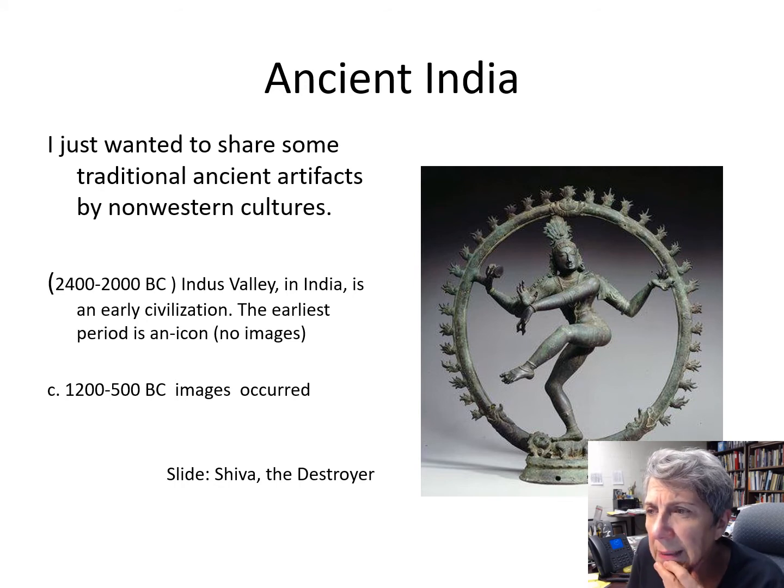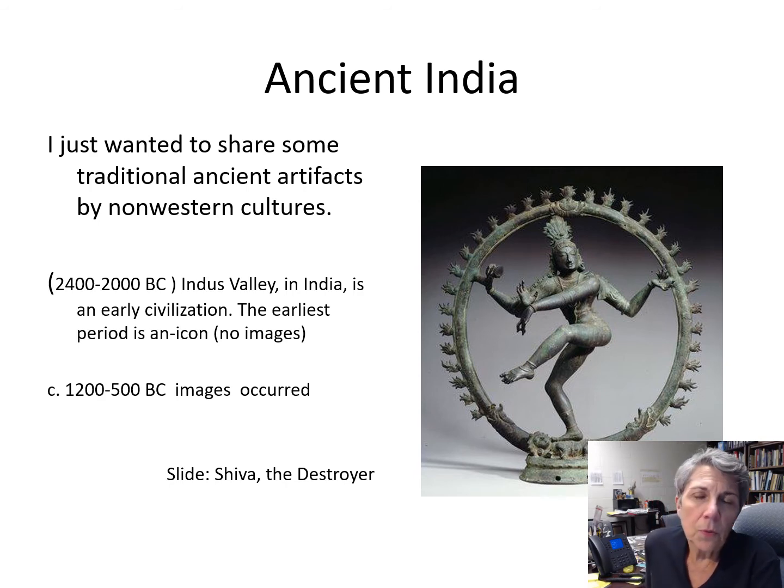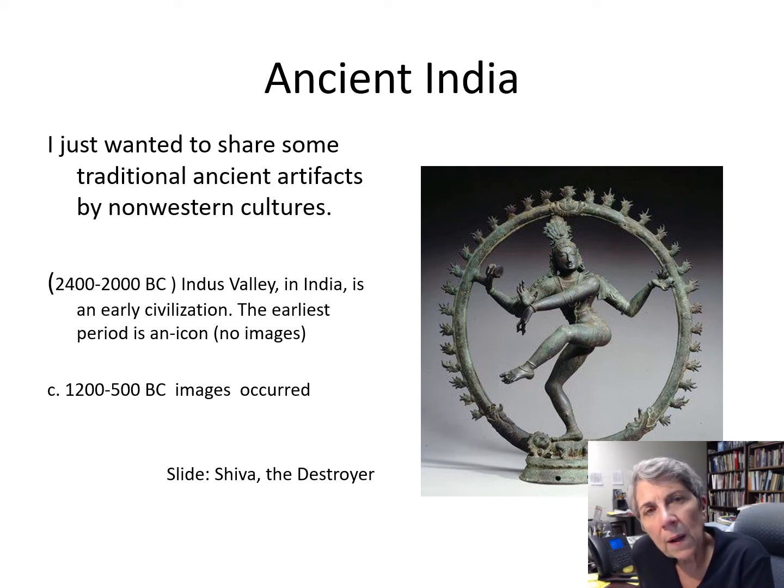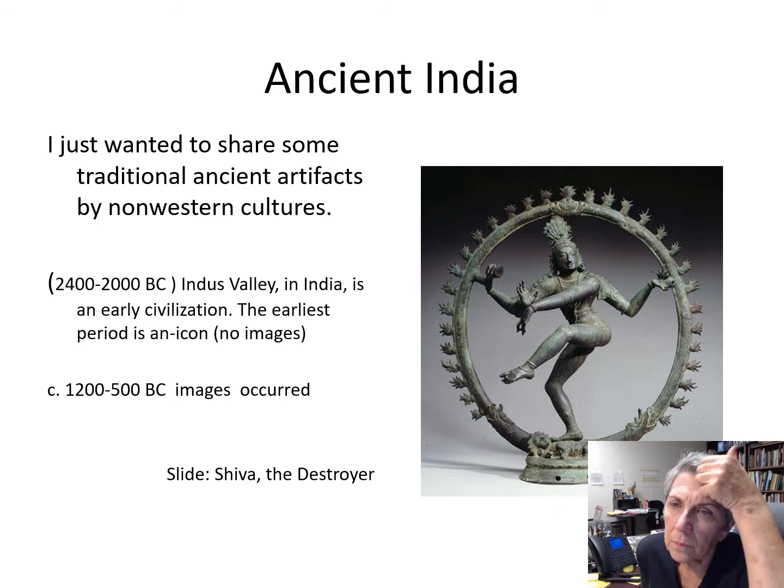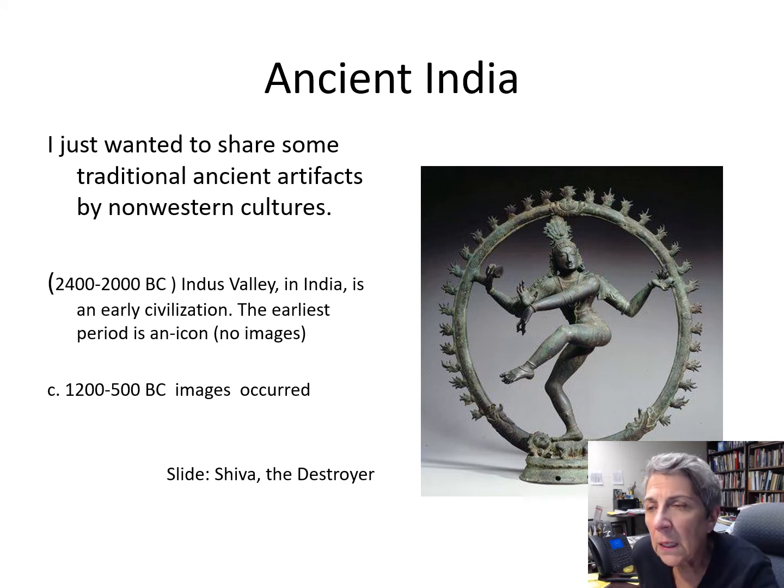So this is Indus Valley, actually a very ancient civilization in India, and you can see by the years, 2400 to 2000, the Sumerians are around that time. They're earlier, but it's still during Mesopotamia. And they didn't start having images until about 1200 to 500 BC. So in that period, they're aniconic, which means no image, no icon. And this is on your little checklist exam.